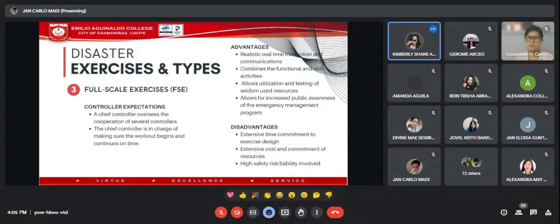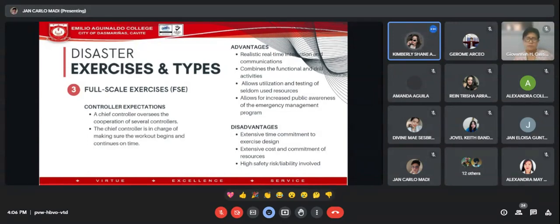For the disadvantage, itong full-scale exercise, kailangan talaga siya ng extensive time commitment to exercise design. So, kailangan ito ng time, effort, bukod doon, dyan din nakalagay, costly siya, expensive kasi syempre yung mga gamit mo dun na equipments, yung facilities, yung personnel para talagang ma-simulate mo yung totoong disaster. And then syempre, mahirap din diyan yung mga smaller na organization tsaka communities. And then, yung pinakahuli naman is high safety risk or liability involved.